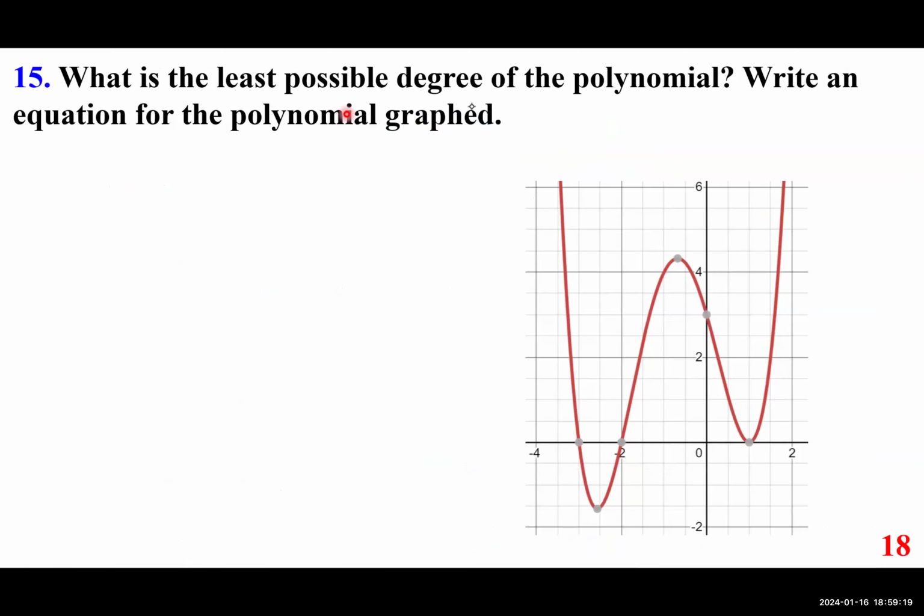What is the least possible degree of the polynomial? Write an equation for the polynomial graph. The answer is 4. Why is that? Because you have 1, 2, 3 terms. So we have one more than the number of terms minimum. By the way, the degree must be even because of the end behavior.